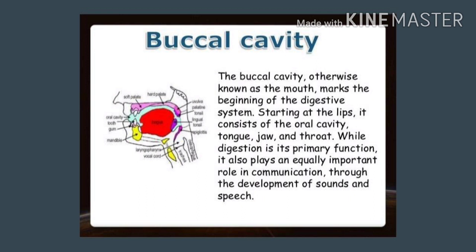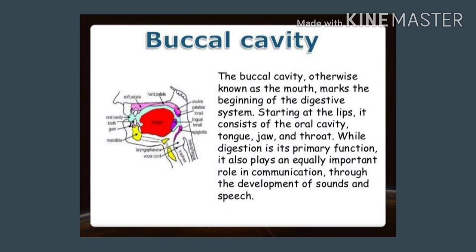And while digestion is its primary function, it also plays an equally important role in communication, that is, the development of sound and speech. So not only digestion, it's also important for sound and speech. You talk with the help of your mouth only, no, and your throat. So development of sounds in the body is also another function of the buccal cavity.